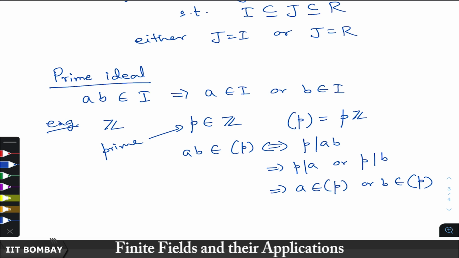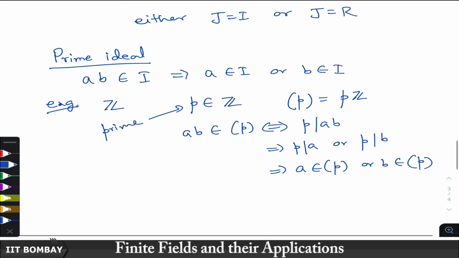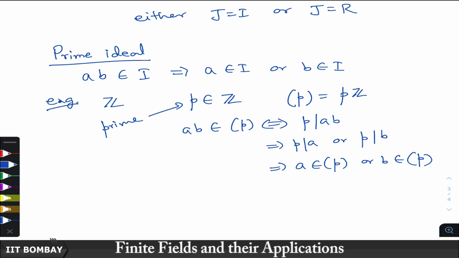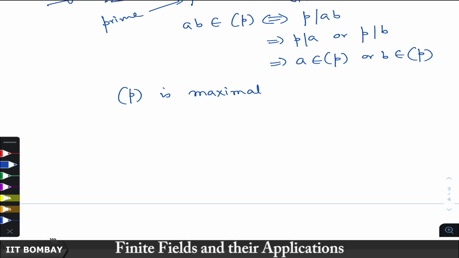Then you say that this is a prime ideal. Now, it is also true that this is a maximal ideal. Why? Okay. So, we will show that this ideal generated by P is maximal. For that we need to show that there is no ideal in between P and Z.